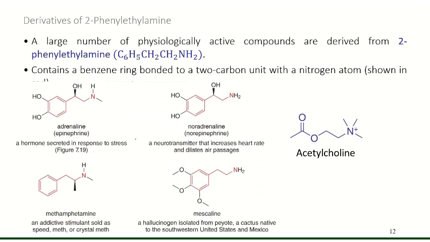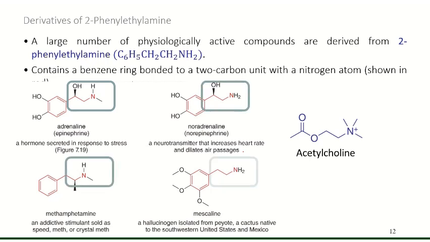A number of physiologically active compounds are derived from phenylethylamine, like we can see here adrenaline, mescaline, and of course you can see exactly what's going on with acetylcholine, some sort of ethylamine. So note that ethylamine, right, next door to some sort of conjugation.